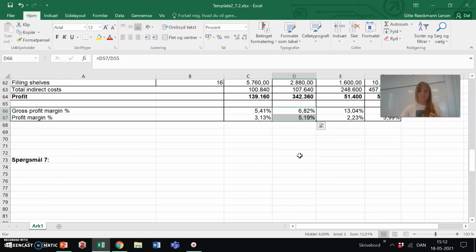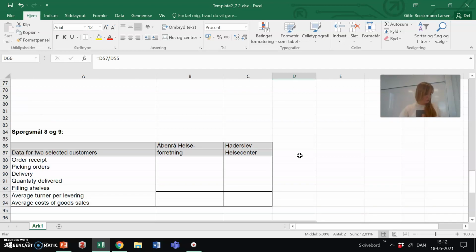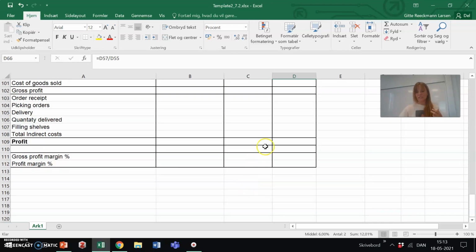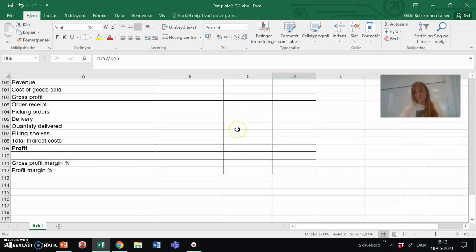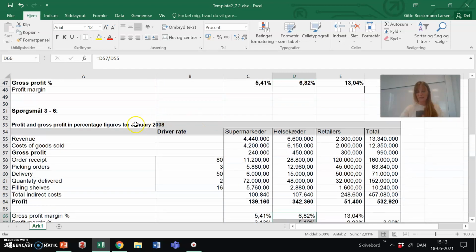All right, you will see in other tasks, in the 7.2 task here, you are asked actually to also go deeper into 2 specific companies, Åbenrå health business and Haderslev health business. And you will see, do the same calculations, and you will actually see that using ABC, you will find out that you have a loss on one of these. I'm not going to show you what here. I just wanted to demonstrate the activity-based costing system, and this is how it works.